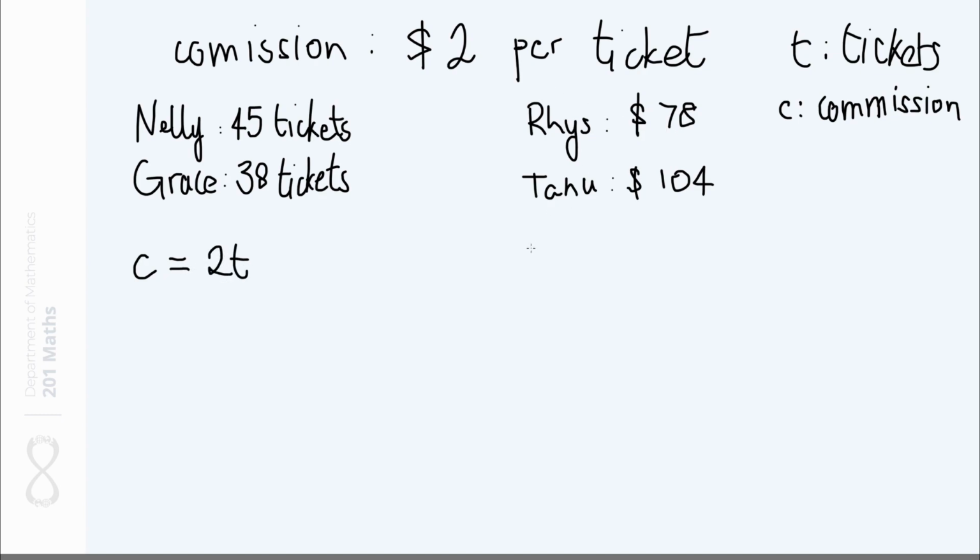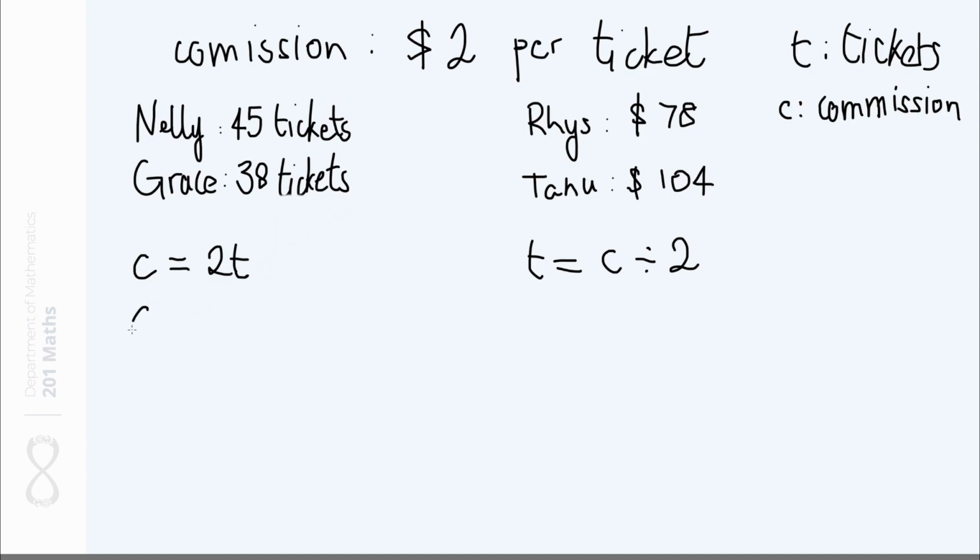And in these cases, we know the commission and we are looking for tickets. This means we have to solve for T. That's going to stand alone on one side. T equals commission divided by 2. These 2 things here are the same equation written in 2 different ways.